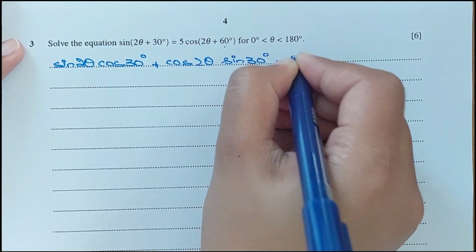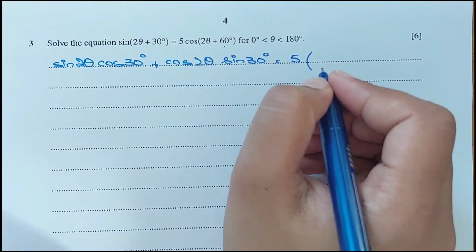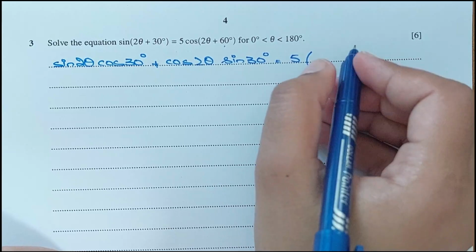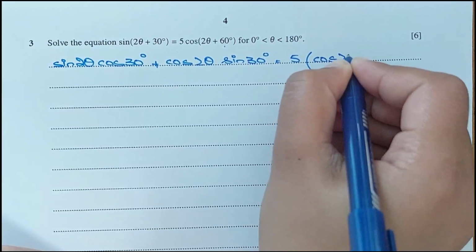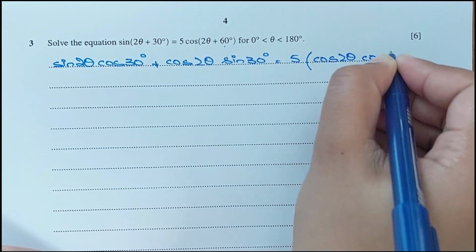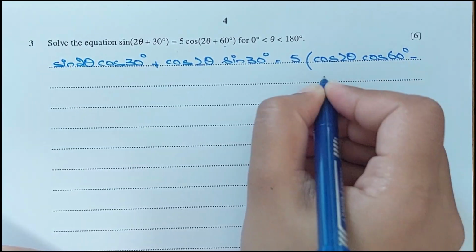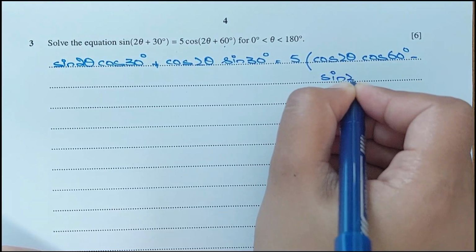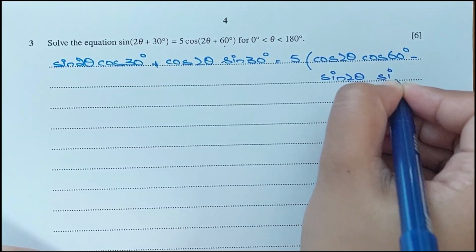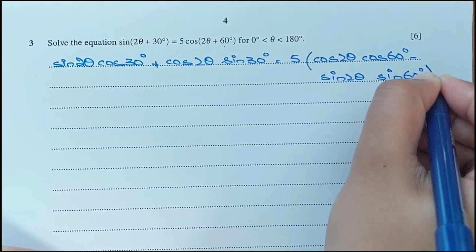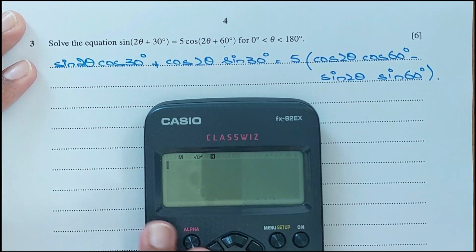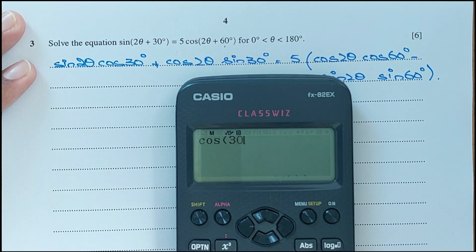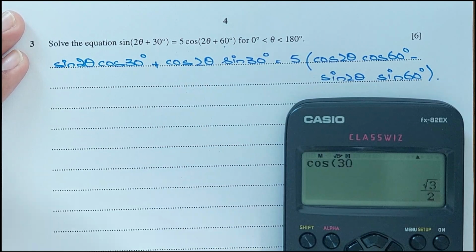This is equal to 5. Cos(A + B) is cos A cos B minus sin A sin B. So cos 2θ cos 60 minus sin 2θ sin 60. Right. So what is cos 30? We have to do it in degrees. Right. Now cos 30 degrees is square root of 3 by 2.